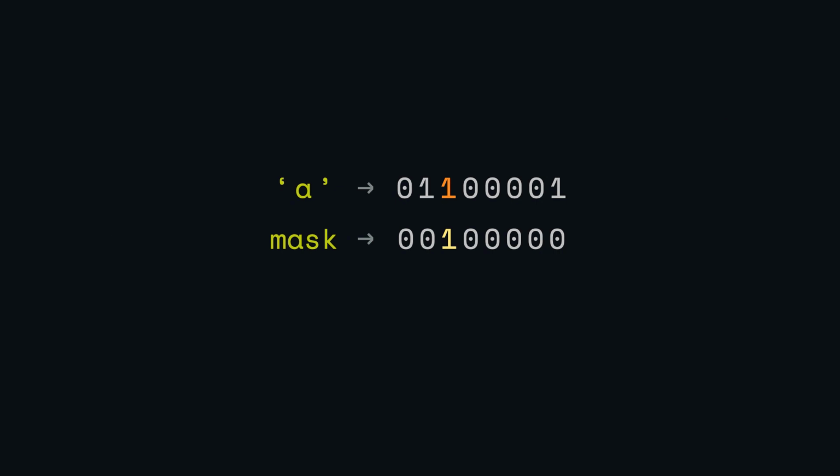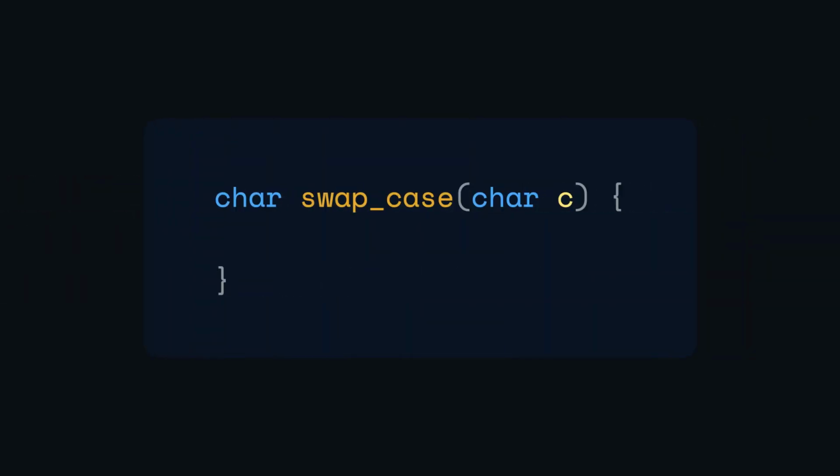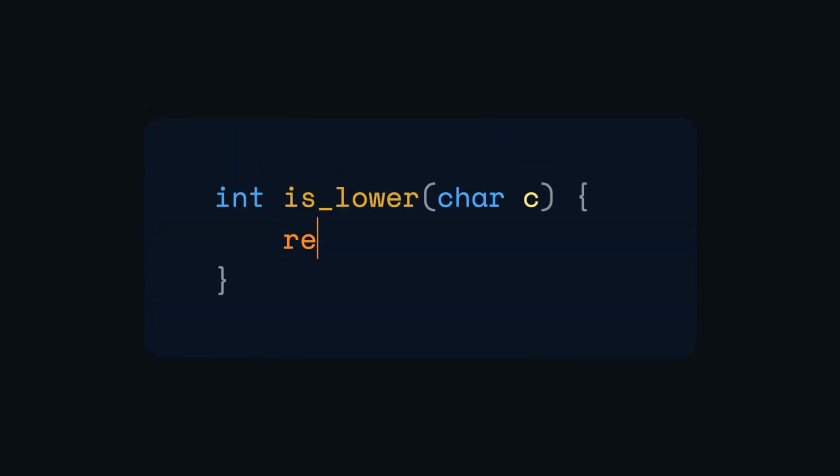Back here again, if we XOR with this mask, which will flip the bit wherever we have a 1 in the mask, we're going to be swapping cases. Here's another example. And this is how we can write the swap casing function. As an exercise, you could write the isUpper and isLower functions using the same method. All right, that was it for this one. Thanks for watching.